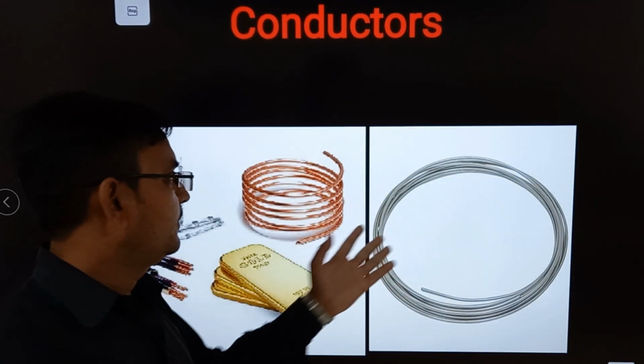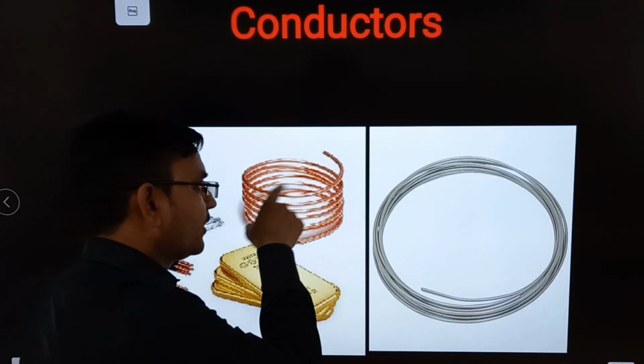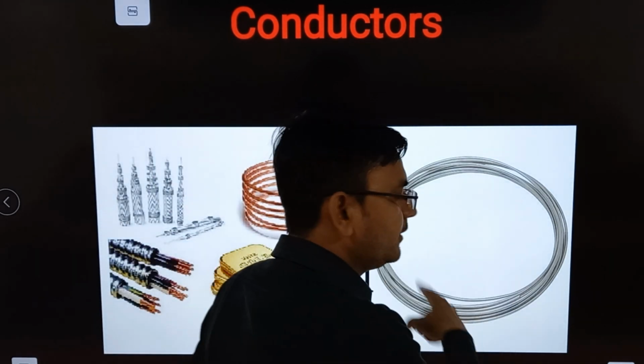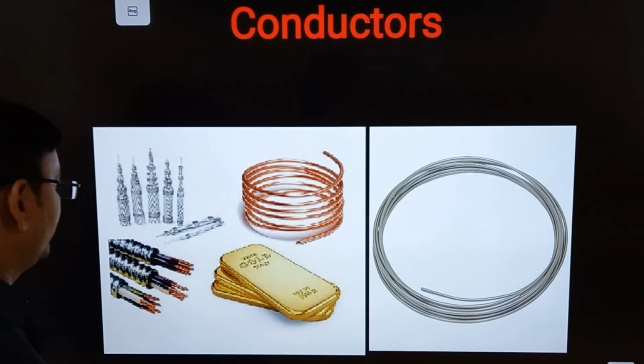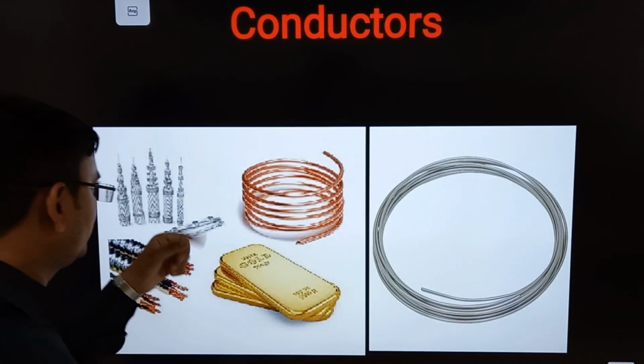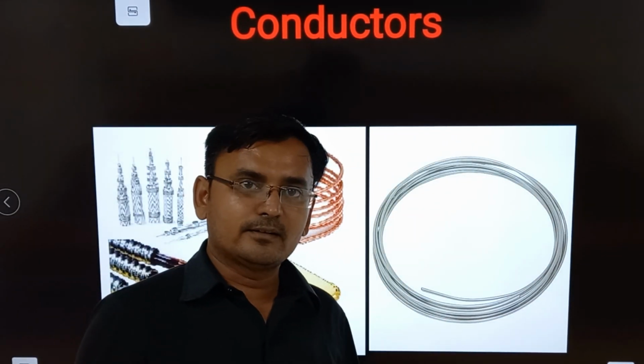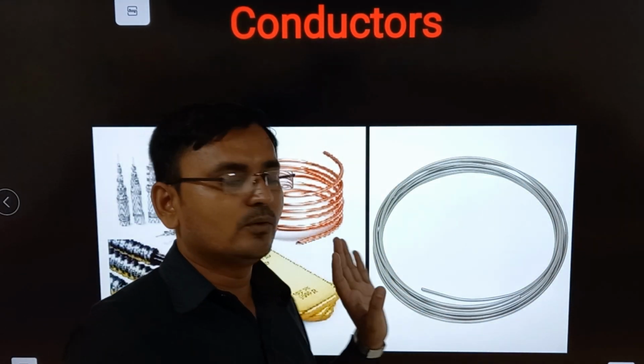Here you can see some examples. This is the copper wire, the gold plate. This is the aluminium wire. These are also some examples of wire. Generally, electrical wires are all good conductors.